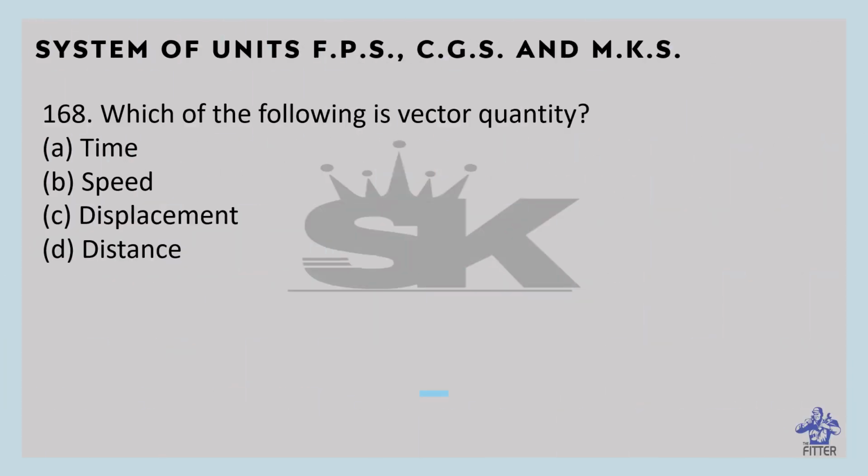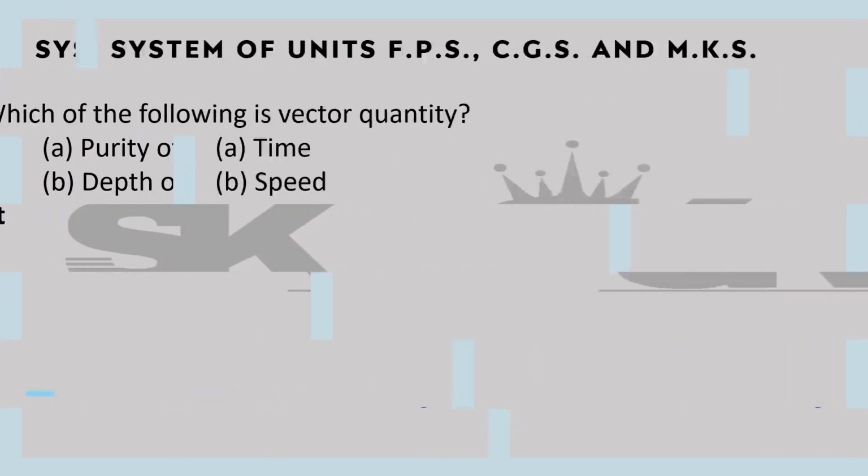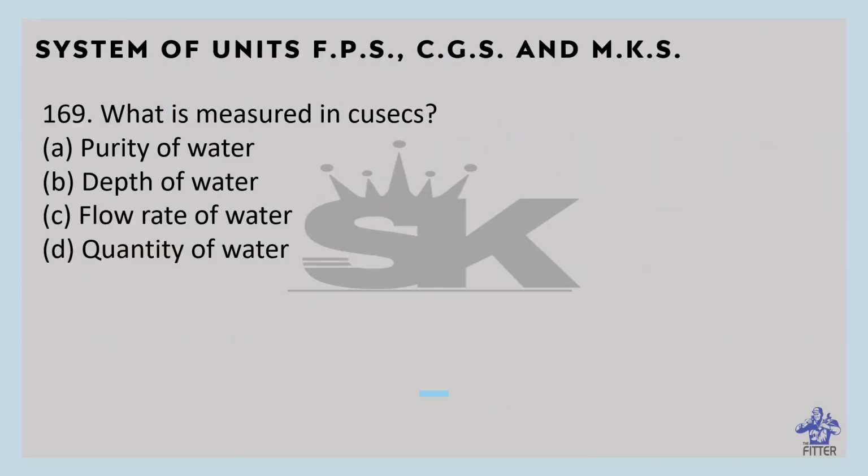Which of the following is a vector quantity? That is displacement. What is measured in cusecs? That is flow rate of water. 1 cusec equals 28.317 liters per second.